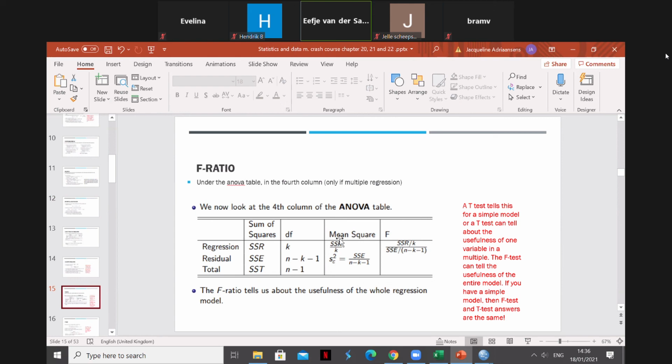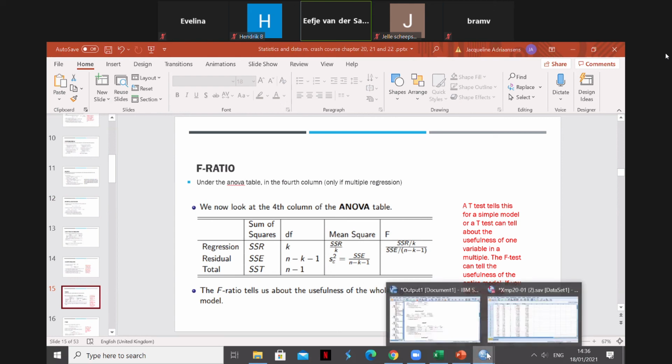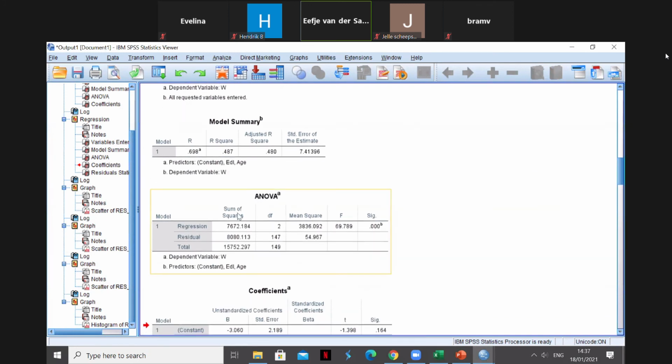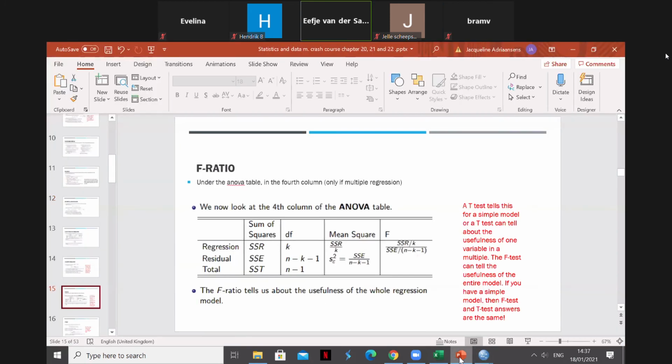Okay, this is again our ANOVA table. Here's our real ANOVA table. Until now, we've only looked at until here. We looked at sum of squares, the degrees of freedom, and the mean square, which you don't really need. But there's more. We have an F and we have a sig, which stands for significance. And we can actually use those.